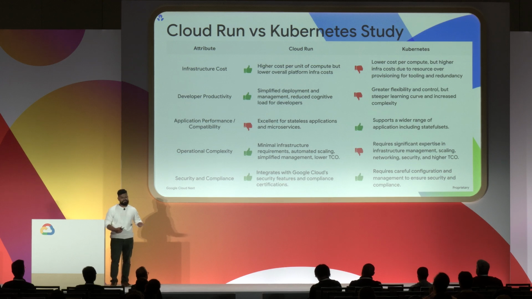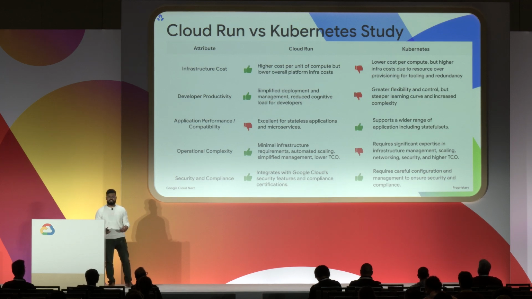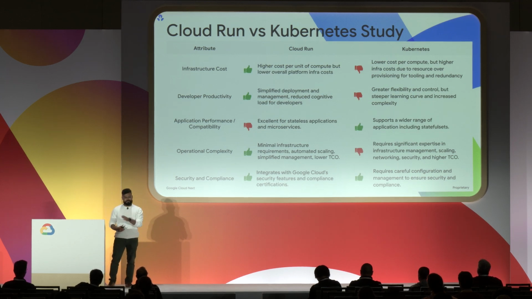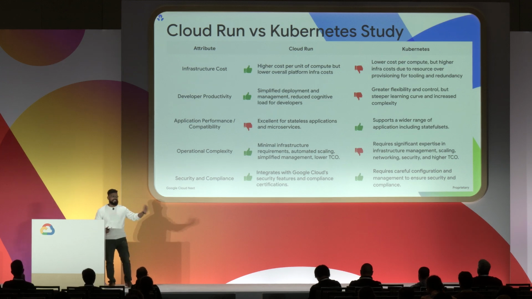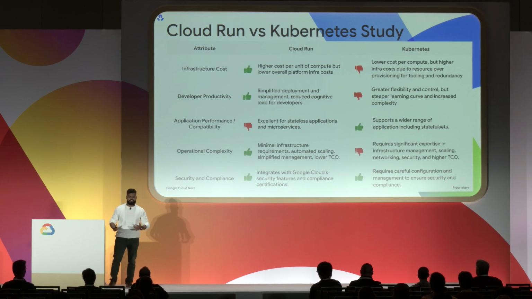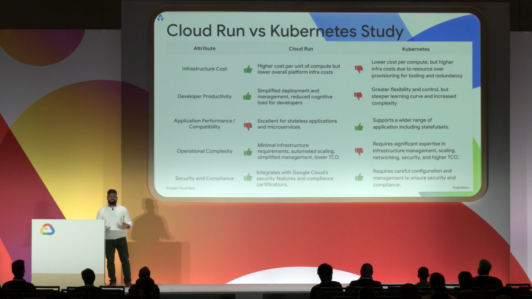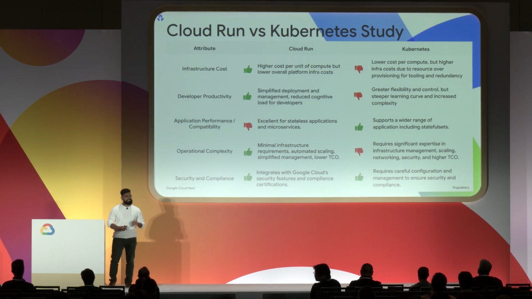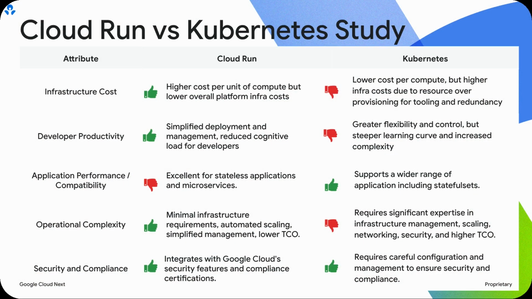Cloud Run significantly simplifies deployment and scaling of your applications. It reduces the cognitive load required for your developers, allowing them to focus on performance and scaling rather than label selectors and pod disruption budgets. Kubernetes supports a wide range of applications, including stateful sets and complex deployments. But internally, a vast majority of our applications were stateless, as we use Spanner as our data source. So Cloud Run was an ideal runtime for us.